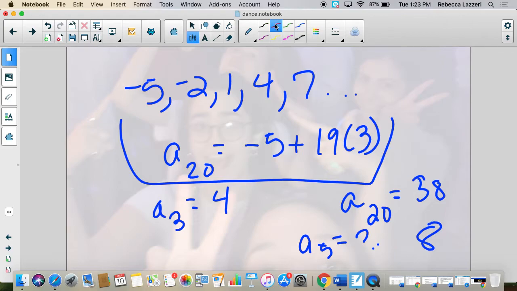Let me write that in red. Okay. So I found out the relationship between 3 and 4, like what 3 and 4 had in common with 20 and 38. So I found out that 3 times 2 minus 2 gets me 4, and 20 times 2 minus 2 gets me 38. So then 5 times 2 minus 2 is 8.